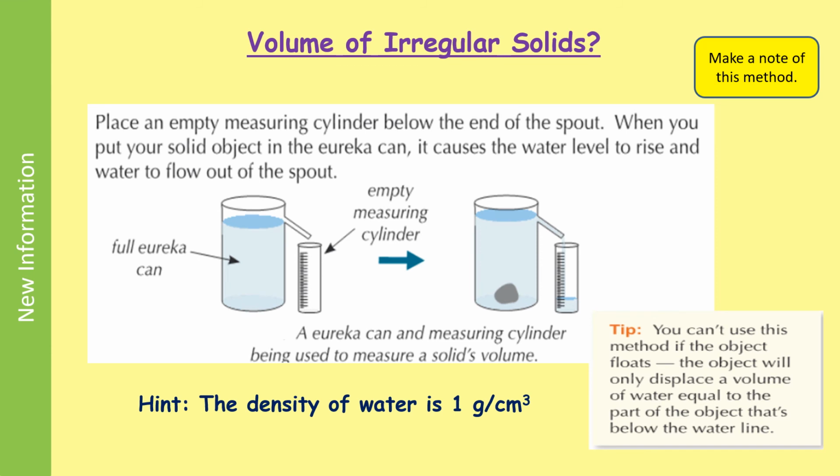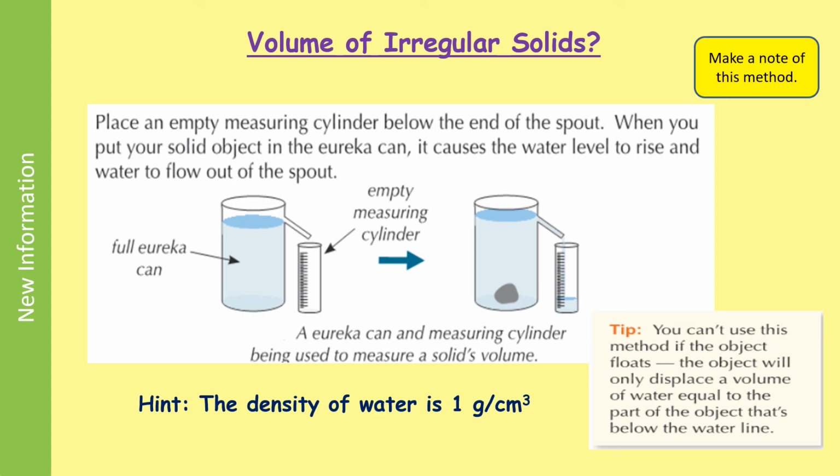So, measuring the volume of a regular object is pretty easy. But what if the object is not regular? What if it's an odd shape? Well, this is a method we can use. It uses a piece of equipment called a Eureka can and a measuring cylinder.